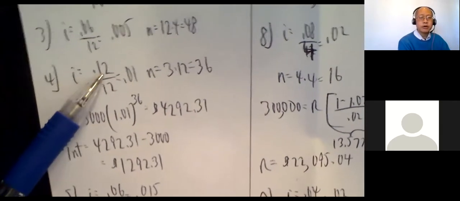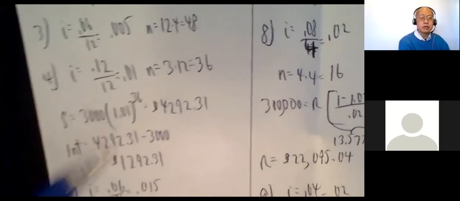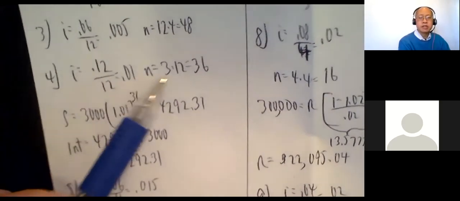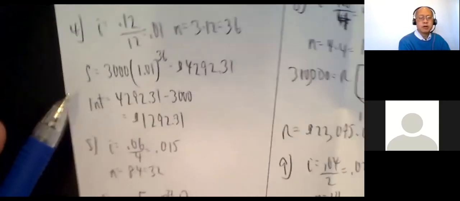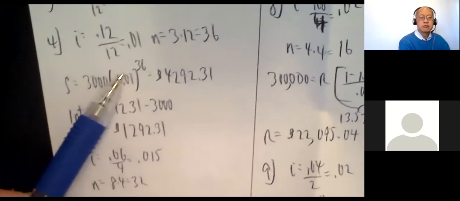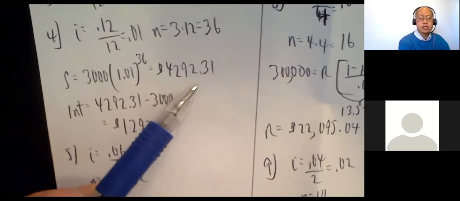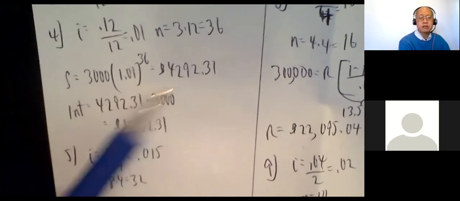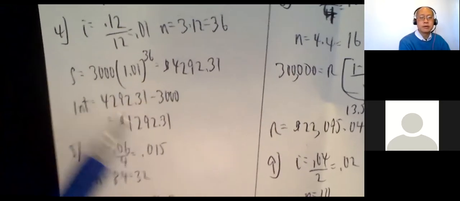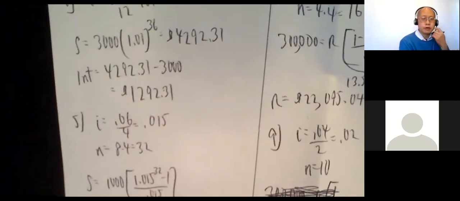Number 4, I is 0.12 divided by 12, again, compounded monthly, that's 0.01. N is 3 times 12, 3 years, 12 times a year, 36. Plug in the formula, future value S is 3,000 times (1 plus I) to the nth power. Punch it in your calculator, 4292.31. It asks for the interest, so the interest is the new balance minus the original balance of 3,000. So the final answer is 1292.31.